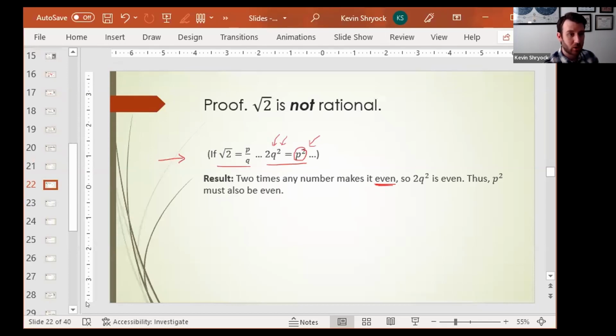Excellent. So we're going to go ahead and write that down. P squared has to be even. On top of that, if I take this and I break it down a little bit, I'm going to bring it down here. We're going to have 2q squared equals p squared. I recognize that p squared is even.